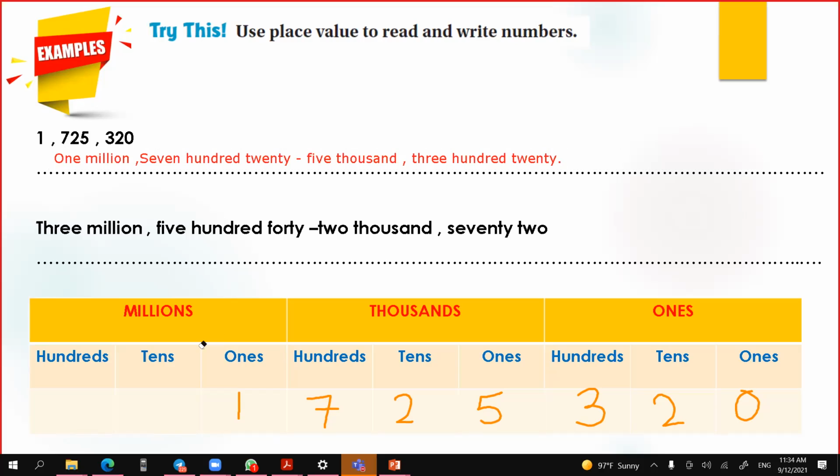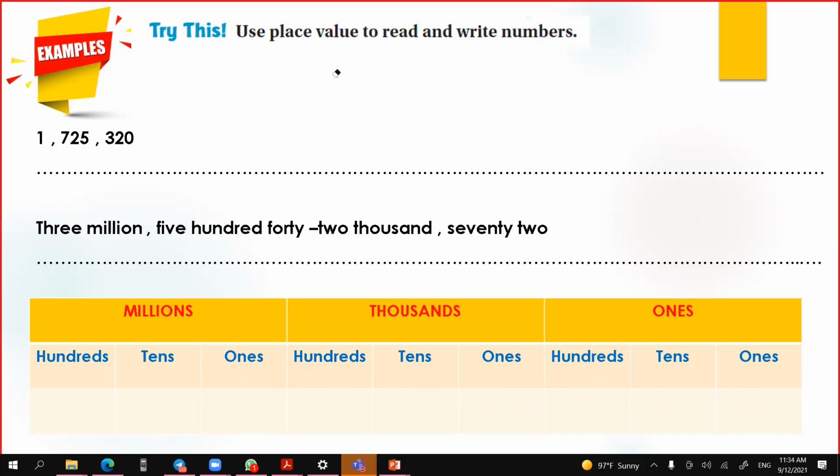Okay. Now let's talk about the second part here. In the second part, what do we have here now? Do we have a standard form or word form? Word form. Bravo. Now I have to write now in the standard form. 3 million. Where should I go? To the millions home. 3.